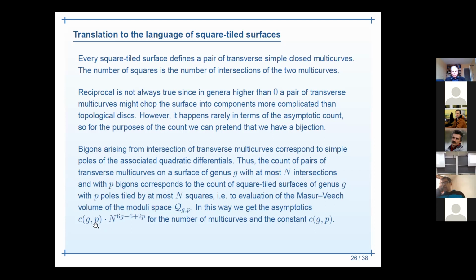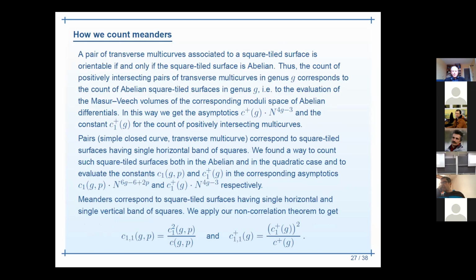So we know that it's asymptotic to this number, and this constant, up to a simple-minded dimensional factor, is just the Masur-Veech volume. So the previous slide was about Masur-Veech volumes. They are computed, and there are plenty of things known about them, both in the orientable case, which corresponds to abelian differentials, and the non-orientable case, which corresponds to quadratic differentials. The main difference is that the powers of N are different. But to compute meanders, the denominators are now Masur-Veech volumes, and we have to compute the c1 and c1 plus in the orientable case.